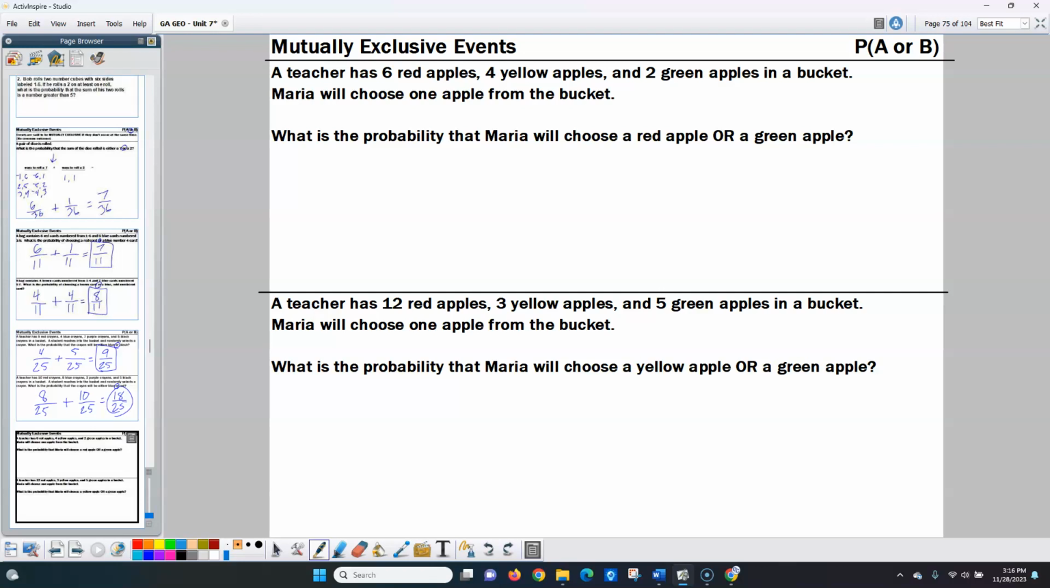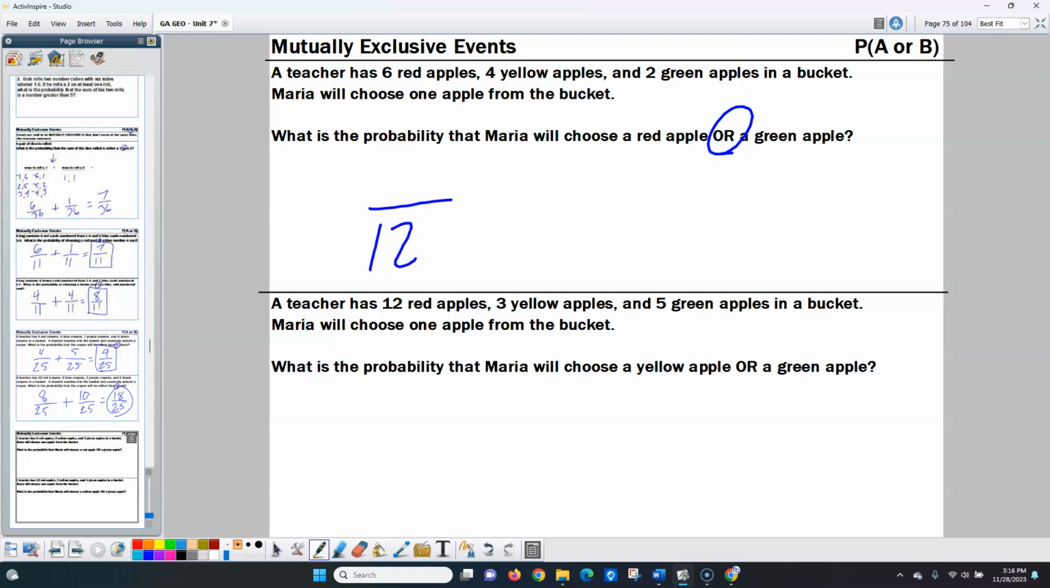A teacher has 6 red apples, 4 yellow apples, 2 green apples in a bucket. Maria, the creepy person from Independent and Dependent Events, is following her around again. She will choose 1 apple from the bucket. What's the probability that Maria will choose a red apple or a green apple? Or means to add. How many total apples I got in there? 12.